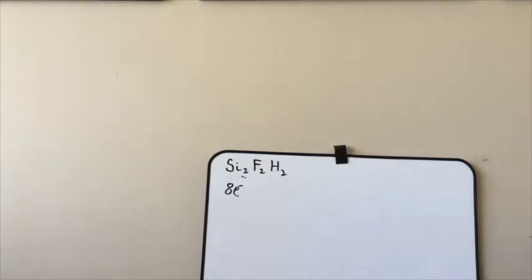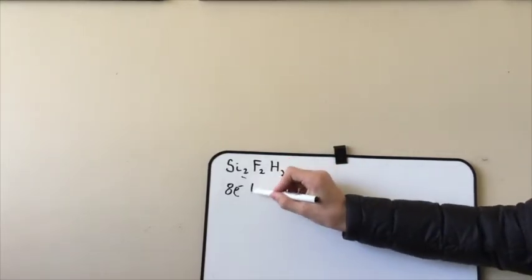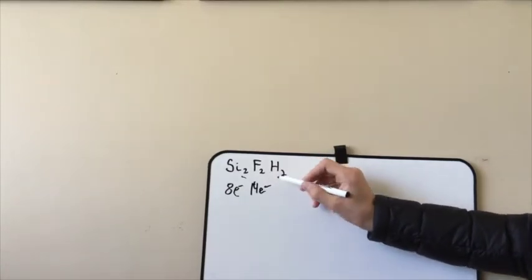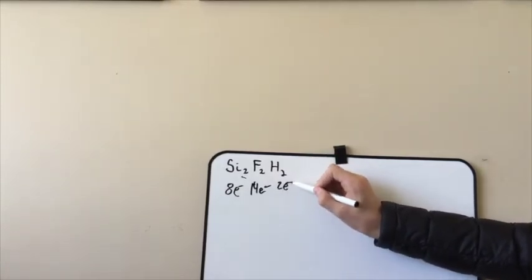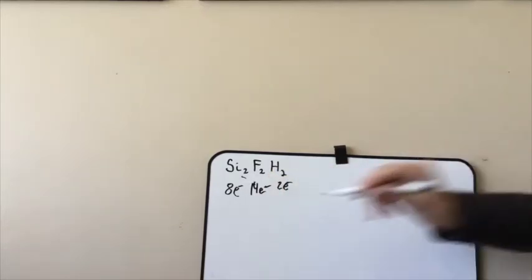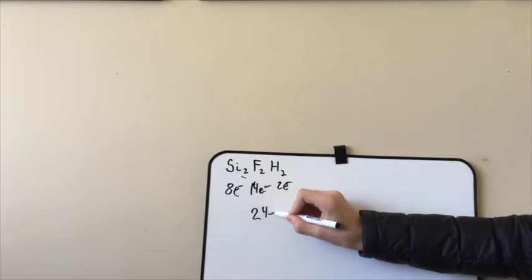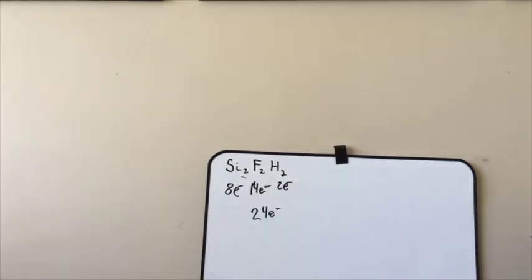Next, when we move to fluorine, we see that one fluorine has 7 valence electrons, so because of the 2, remember, it's going to be 14. Doing the same thing for hydrogen, we get 2 valence electrons. This ultimately leads to a grand total of 24 valence electrons. That's how many we're going to be working with.